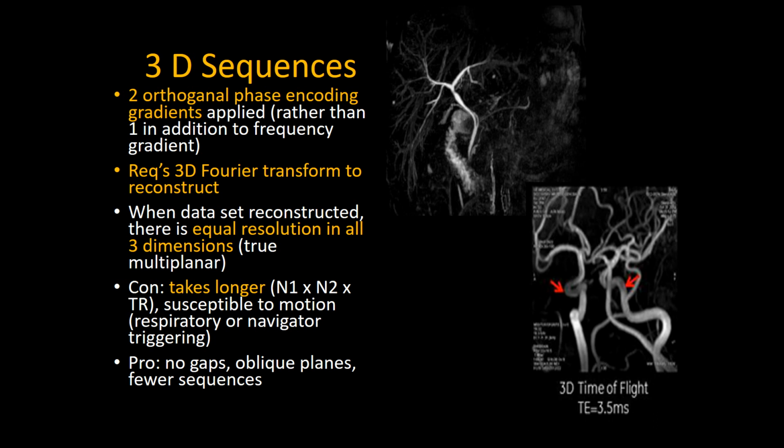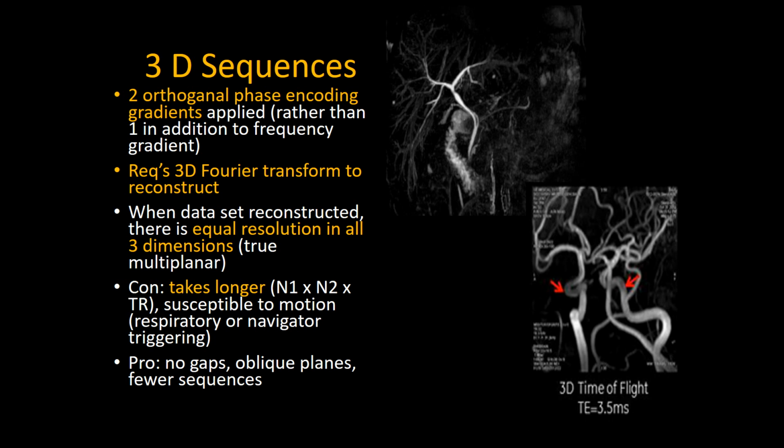The main con is it just takes longer. So instead of being your phase encoding step times your TR, which is usually how we represent how long a sequence is going to take, it's a phase encoding step times a phase encoding step times your TR. So it functionally makes it a lot longer.